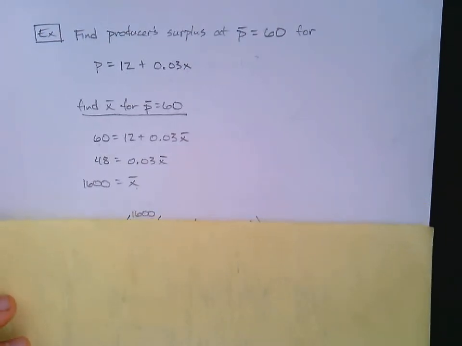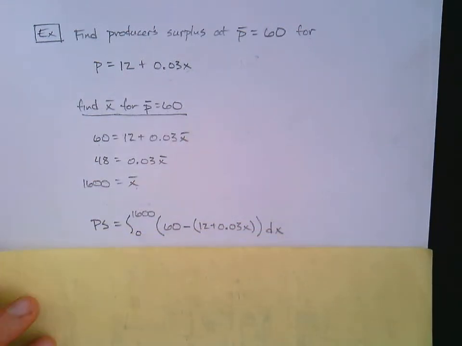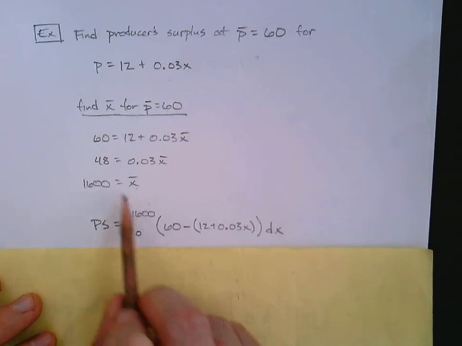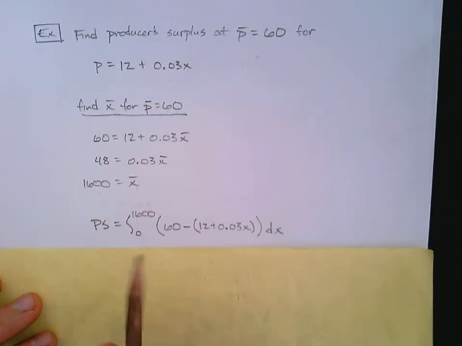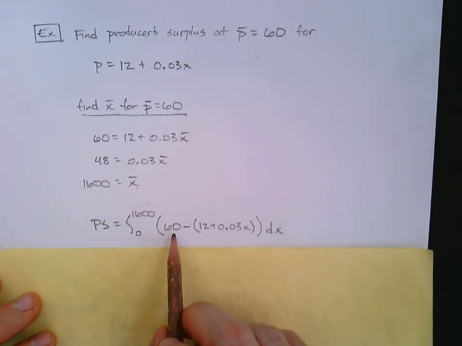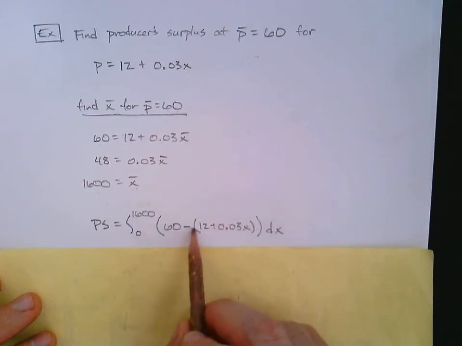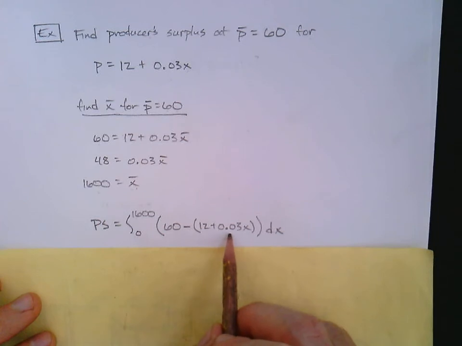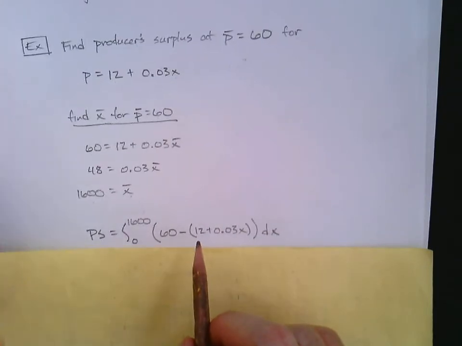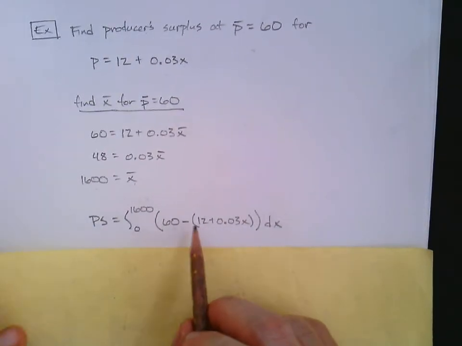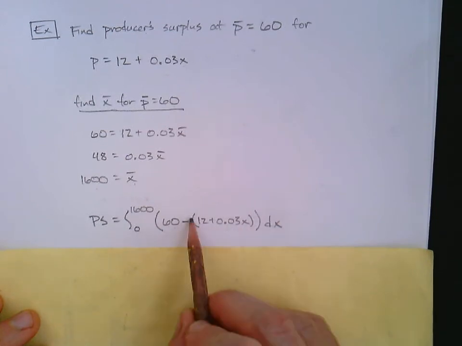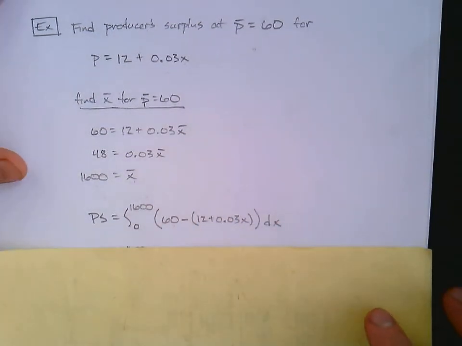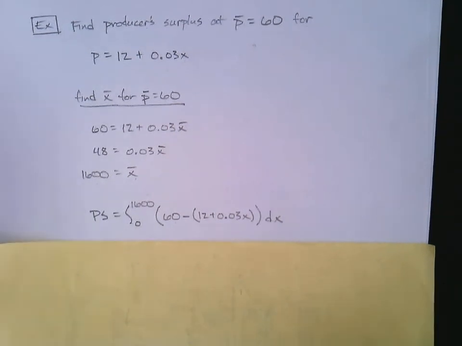So now we have enough information and we can go for it. The producer's surplus: integral from 0 to 1600, because that's what we just found, of our P bar, 60, minus our S of x, 12 plus 0.03x. This is key. Because we're subtracting, be sure to put parentheses here because this negative sign has to distribute. Easy to miss.